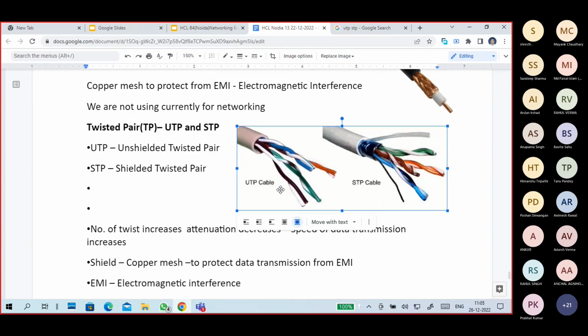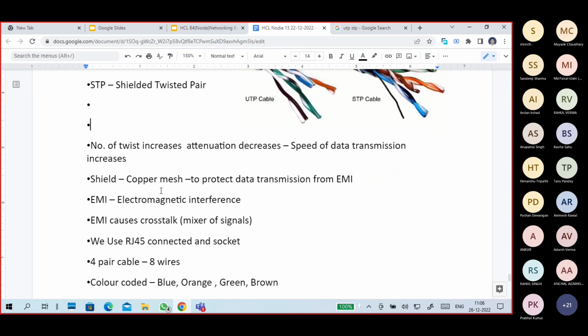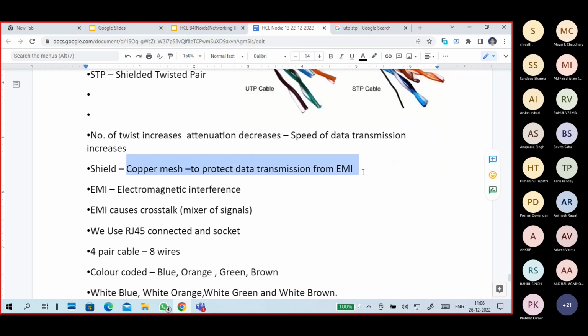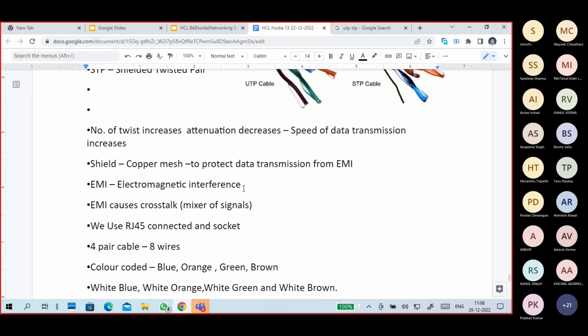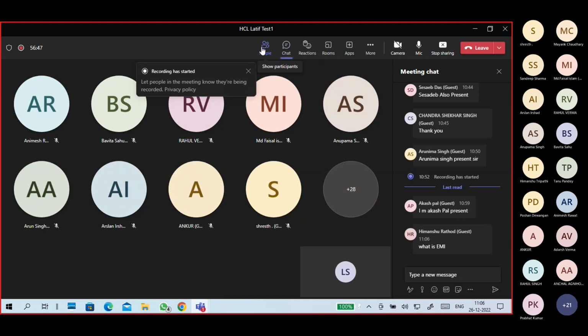Generally in networking, we are using UTP or STP type of cabling only. Mostly UTP. All our LAN communication is through UTP or STP cables only. All data communication through UTP, STP cables only we are using. Again, the copper mesh is to protect data from electromagnetic interference.